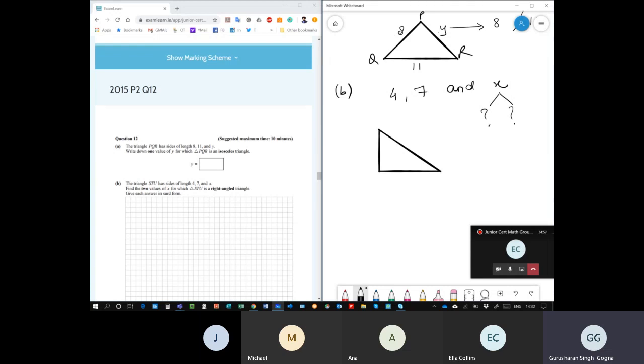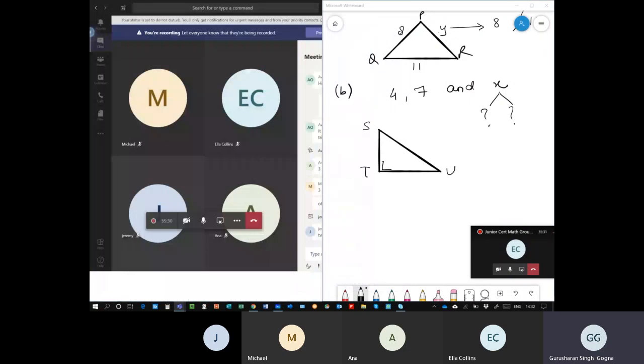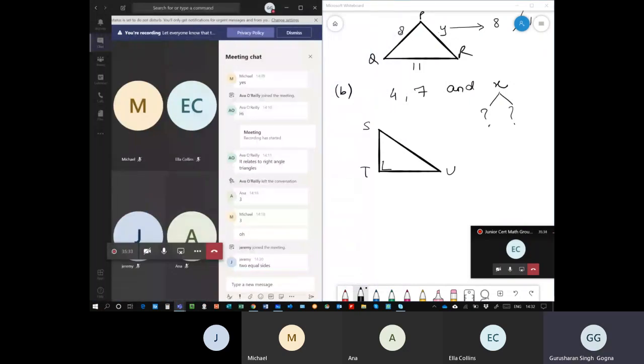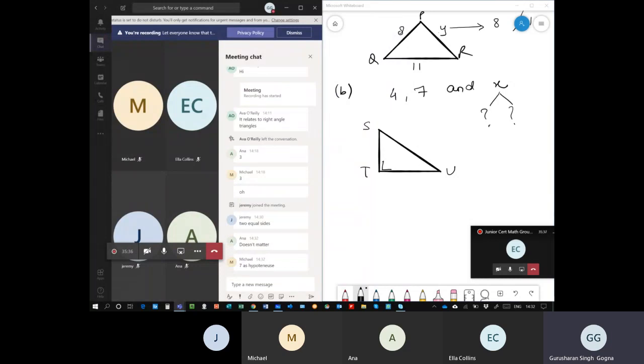STU is a right angle triangle. That's fine. But I have two sides which are given, 4 and 7, and the third side is x, which we don't know. And you need to find the values of x. So can you guess? Well, it's a calculated guess. Can you tell me which side I should choose as 4 and which side I should choose as 7? Because it's not given in the question.